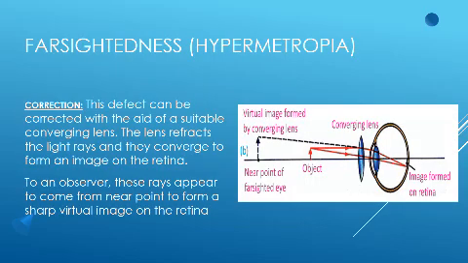Farsightedness can be corrected by using suitable converging lenses. The lens refracts the light rays and they converge to form an image on the retina. These rays appear to come from the near point to form a sharp and visible image on the retina. As we can clearly see in the figure, an object is placed in front of the eye, and when we place a converging lens between the object and the eye lens, after refraction from the converging lens, all the light rays are focused on the retina and form a sharp image on the retina.